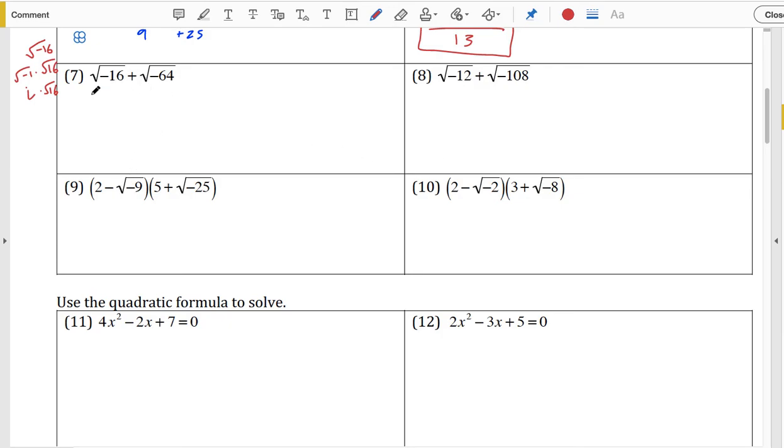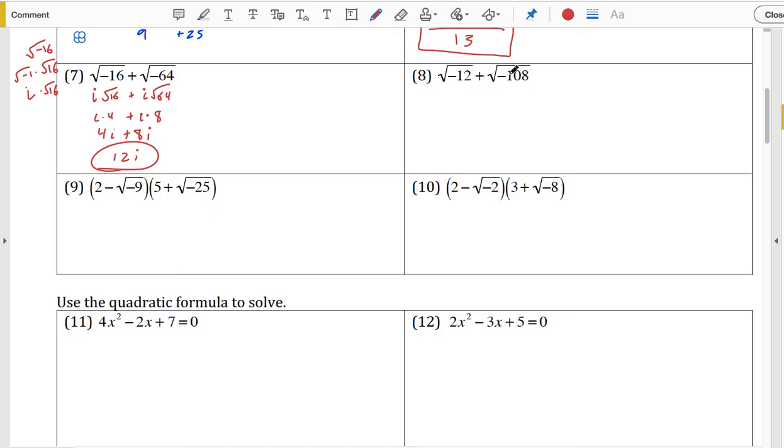So that's how all of these negative square roots are going to become i times the positive version of that root. So I've got i root 16 plus i root 64. And then I can simplify this. So I've got i times 4 plus i times 8. So that's 4i plus 8i, which is 12i. So 12i, final answer right there.